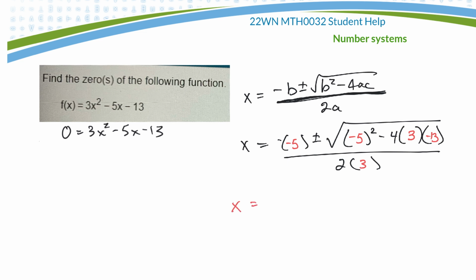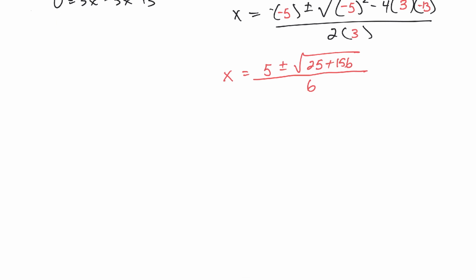So when I do this, this will be a positive 5 plus or minus the square root of 25, I think that's plus 156, all over 6. Whoops. And then 5 plus or minus the square root of 181, all over 6. And you have to be careful with this fraction line.